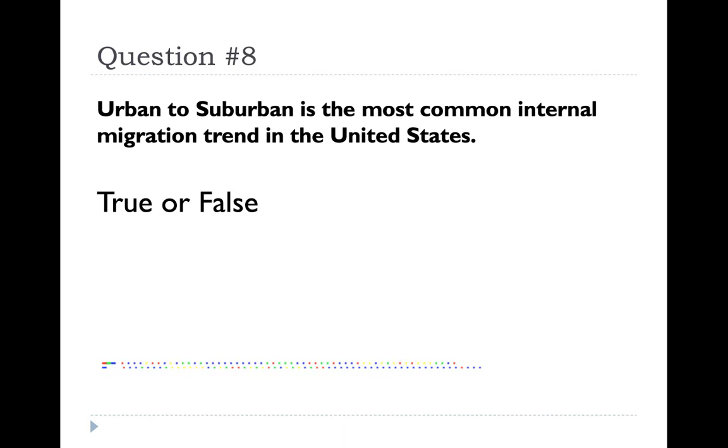Question number 8. Urban to suburban is the most common internal migration trend in the United States. That answer is true. People are moving away from the big cities and instead focusing on the suburbs. This is where we get the idea of urban sprawl, or massive suburb growth, right? Just look at the population of Cottage Grove and Woodbury. It has grown dramatically in your lifetime.